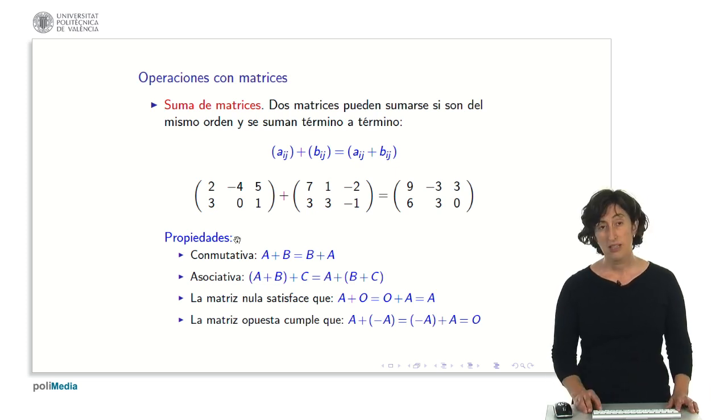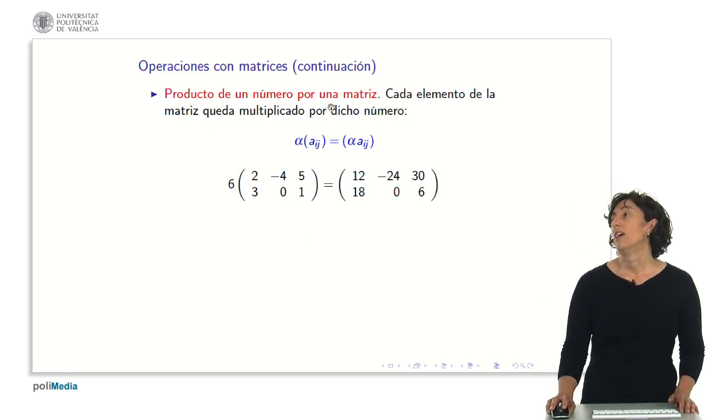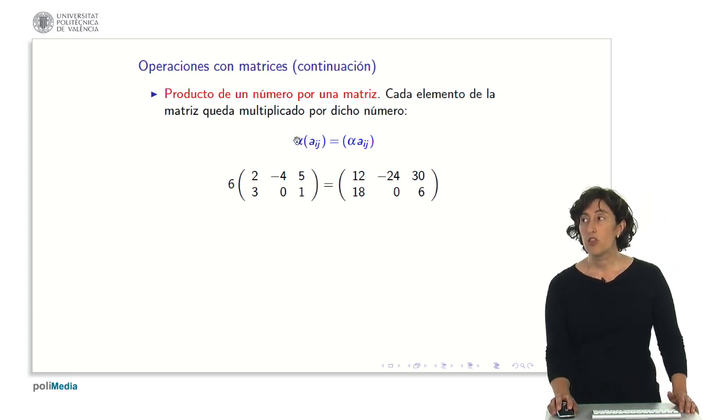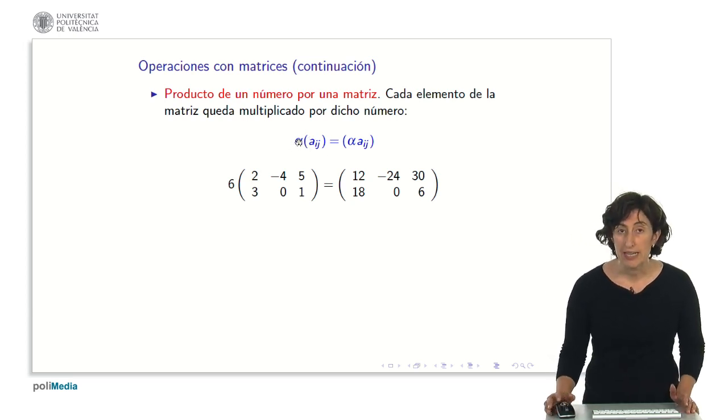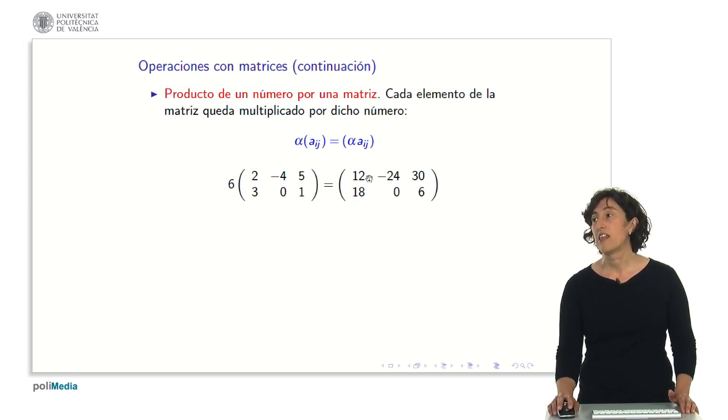The next operation is the product of a matrix by a number. How will we do it? Well, if I have a matrix, a sub ij, which I am multiplying by a scalar alpha, any real number, then what we do is multiply each one of the elements of the matrix by that number. That is, 6 times the matrix with 2, minus 4, 5, 3, 0, 1 is the same as 6 times 2 equals 12, 6 times 4 equals 24, with the minus sign, 6 times 5 equals 30, 6 times 3 equals 18, 6 times 0 equals 0, and 6 times 1 equals 6. That is, all the elements of the matrix are multiplied by that number.